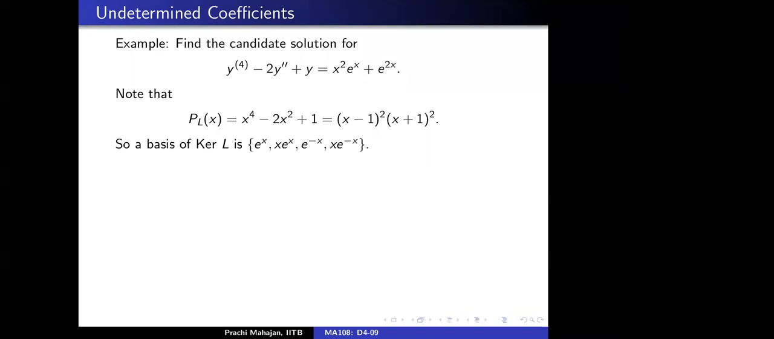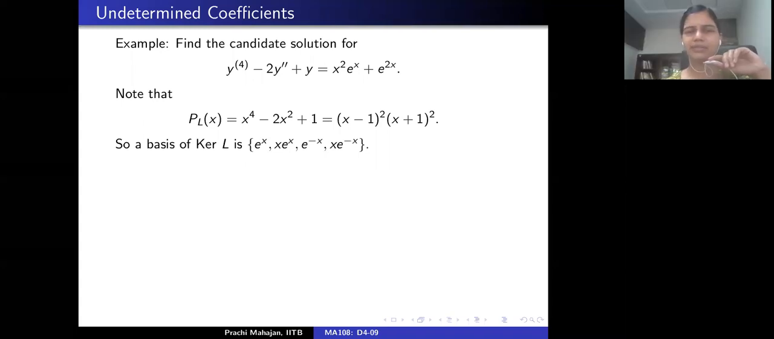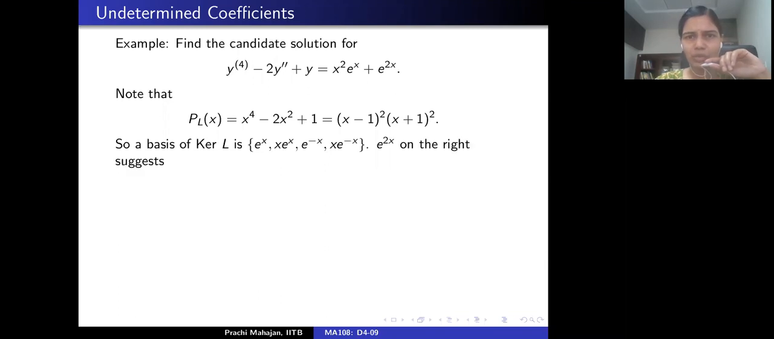Ma'am, we can say e to the power minus x, x e to the power minus x, e to the power x, and x e to the power x. Correct. So this is the basis of the solution of the homogeneous equation. And now we need to account for this when we look at candidate solutions for the non-homogeneous equation using the method of undetermined coefficients. All right. So how do we do this? Let's go slowly.